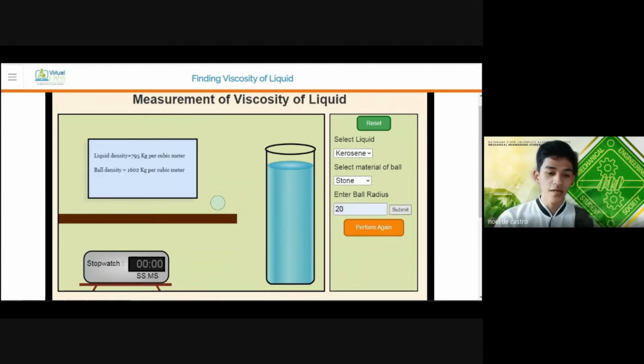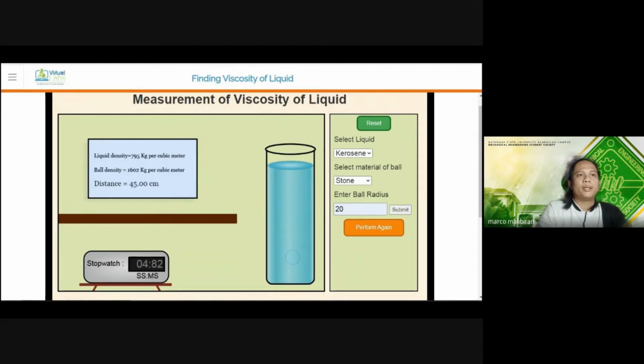For the first trial, we drop the ball into the kerosene and the obtained fall time is 4.45 seconds and the distance is 42 cm. For the second trial, we also drop the ball into the kerosene and the recorded fall time is 4.50 seconds and the distance is 44 cm. For the third trial, we also drop the stone into the kerosene and record a distance of 45 centimeters, with a time of 4.82 seconds.